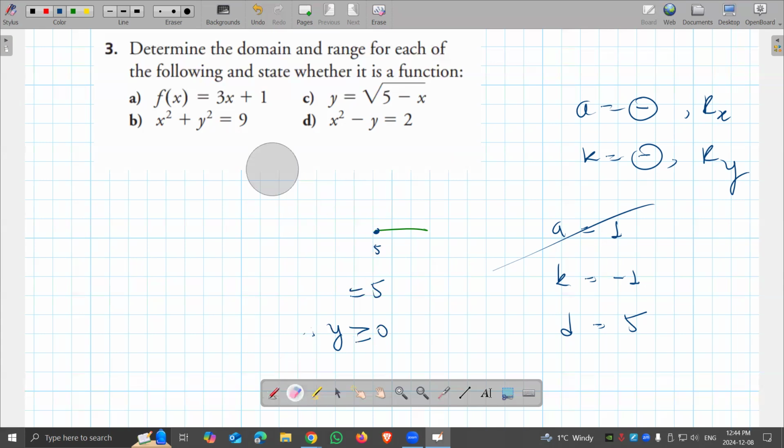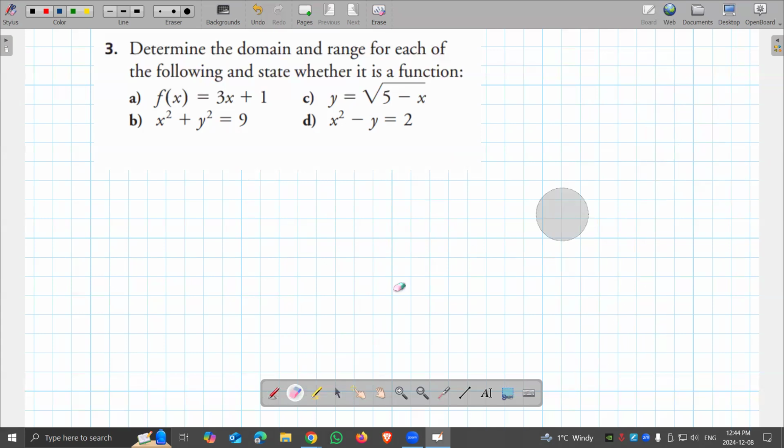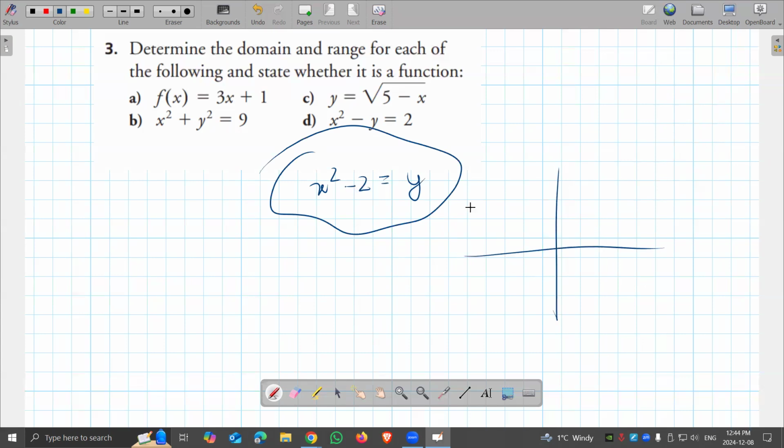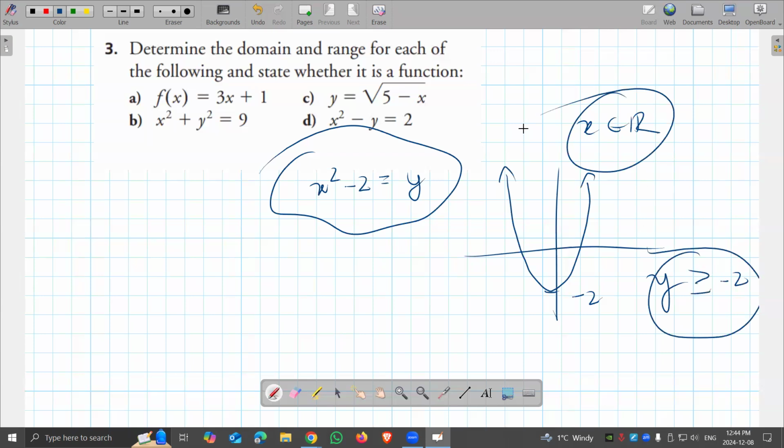The last one there, D, is a quadratic, and always write it in the right form. So what I'm going to do is move the y. Y goes this side, 2 goes on the other side, like that. So here we have a quadratic. We know it's going to be x squared, and they've given us the y-intercept -2. So the range will be y is greater than or equal to -2. So very simple for the quadratic. Super easy.